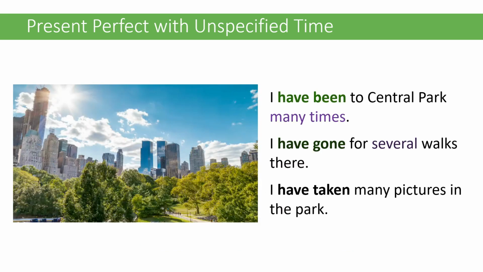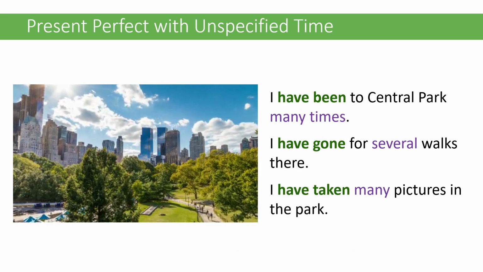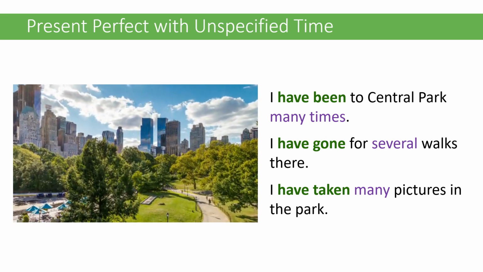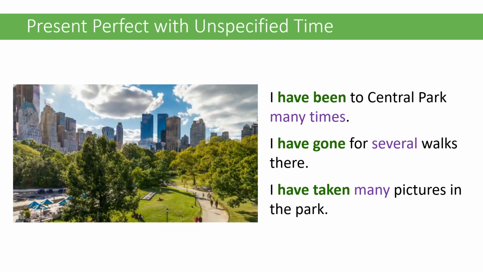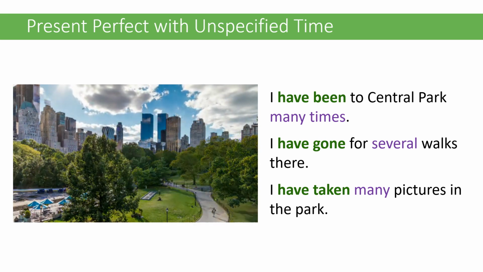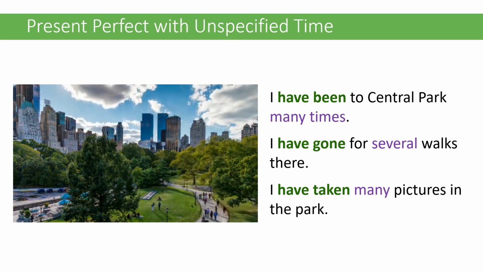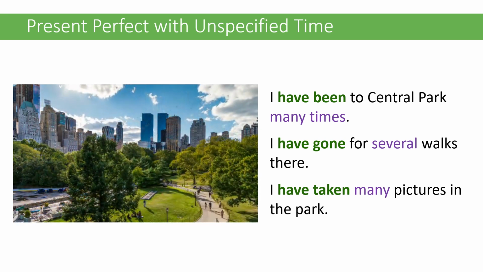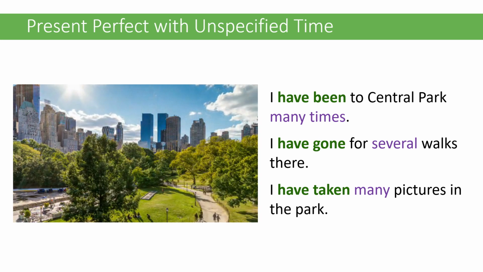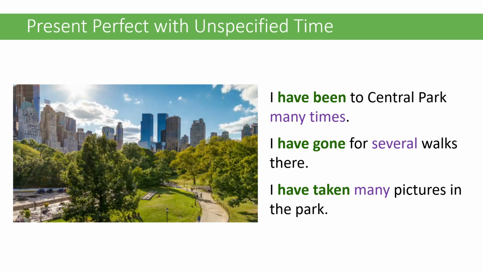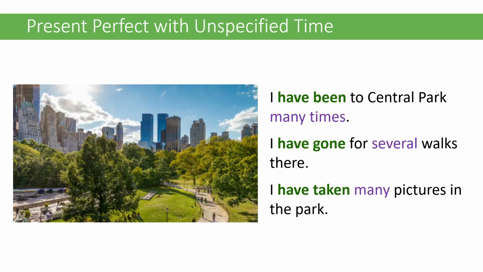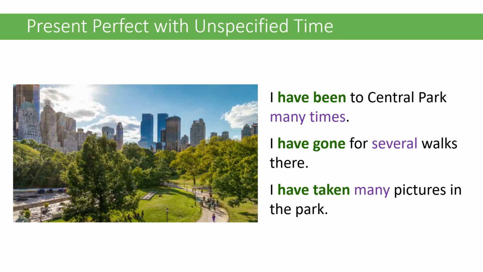An activity might repeat several times before now at unspecified times in the past. Use the present perfect to show the person may do it again, as in the examples, I've been to Central Park many times. I've gone for several walks there. I've taken many pictures in the park. So we're using the present perfect in these cases because we have an unspecified time in the past, something that has repeated itself and may continue in the present, may keep on going.